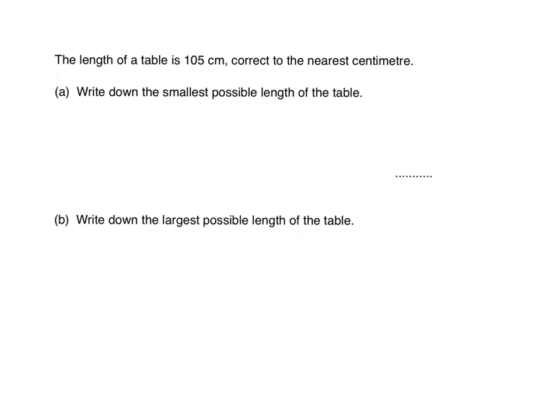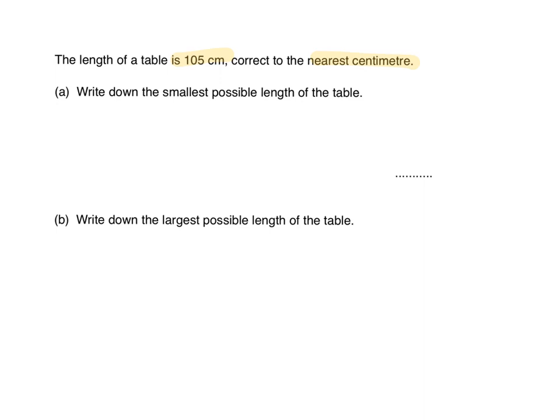The length of a table is 105 centimetres, correct to the nearest centimetre. Write down the smallest length of the table. So centimetres are continuous. You can have half a centimetre, a third of a centimetre, 0.4 of a centimetre. So I'm going to have a look at this on a number line.